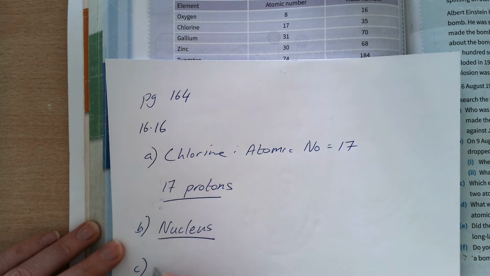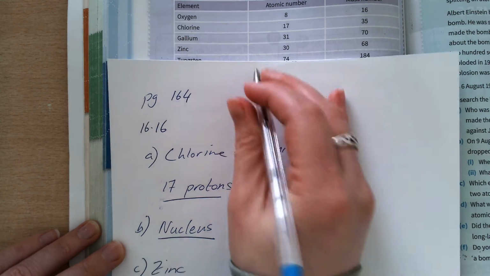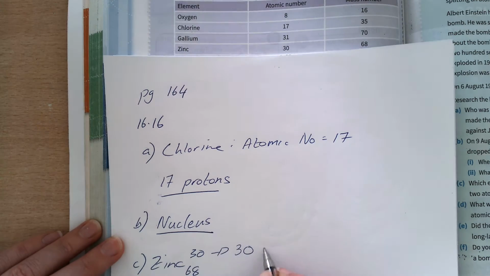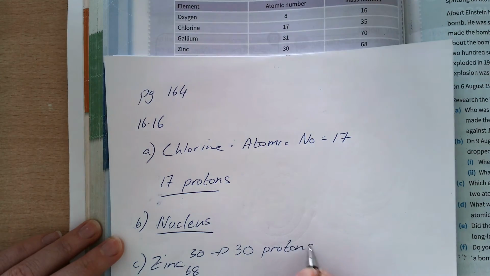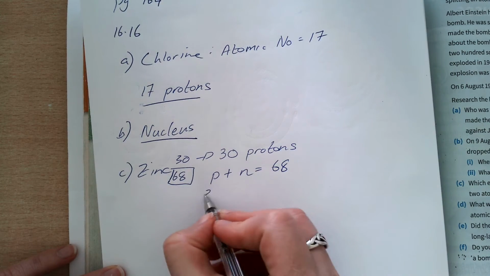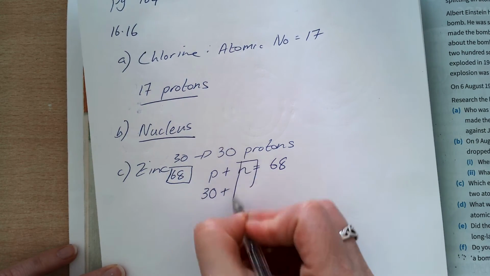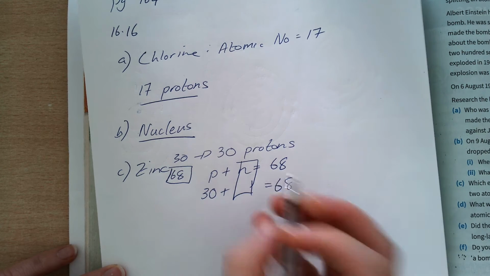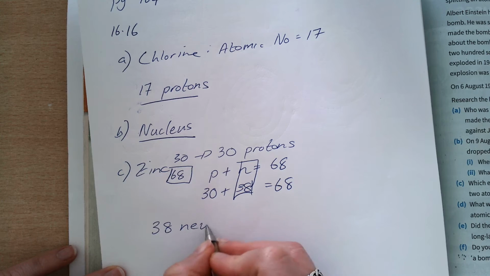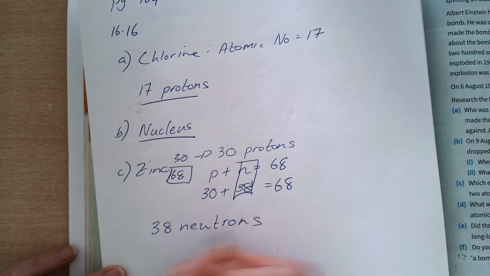Okay, so if I look at zinc here, I have an atomic number of 30 and a mass number of 68. So my atomic number means that I have 30 protons, because that's my number of protons. This is my mass number, which is my number of protons and neutrons. That equals 68. So I have 30 protons. So 30 plus what gives me 68? 38. So I have 38 neutrons.